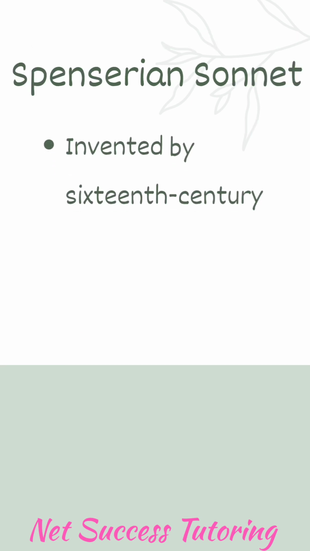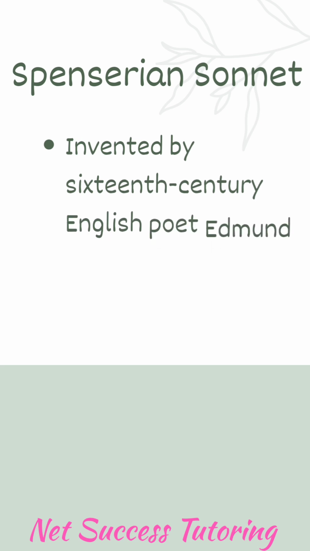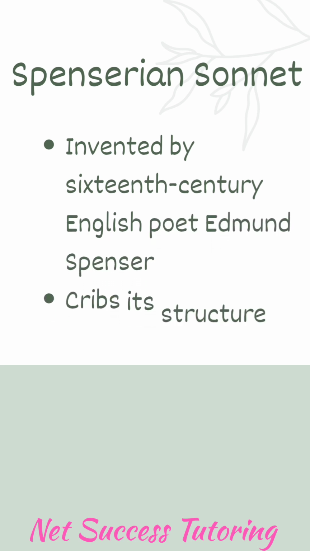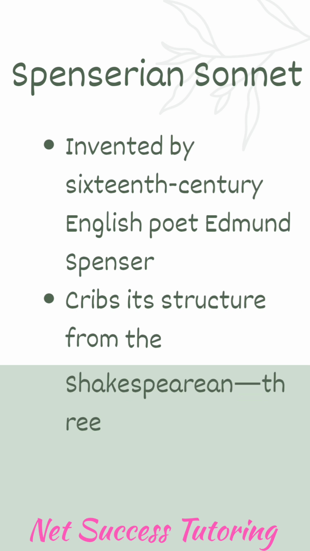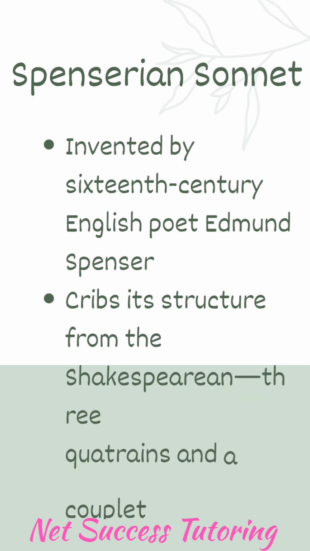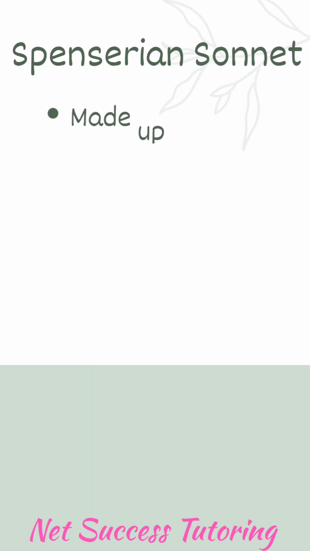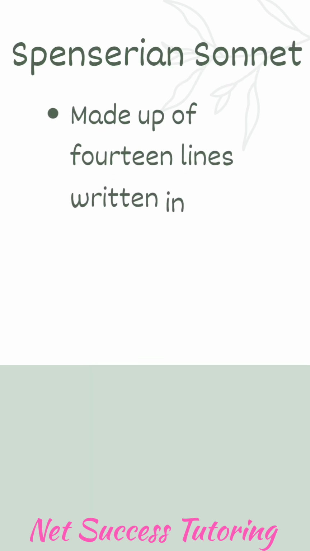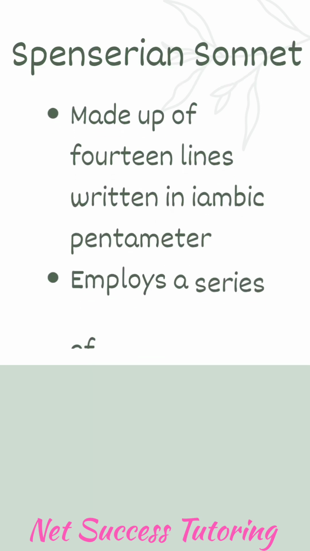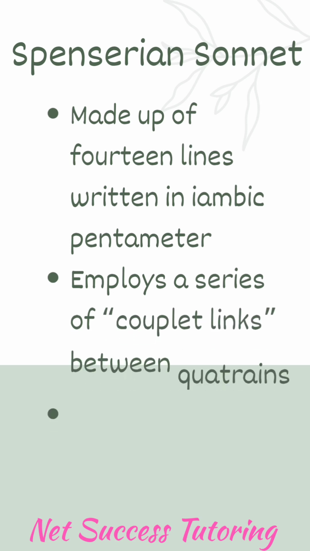Now, what is the Spenserian sonnet? It was invented by the 16th century English poet Edmund Spenser. It cribs its structure from the Shakespearean sonnet, which is three quatrains and a couplet. It is made up of 14 lines written in iambic pentameter, and it employs a series of couplet links between the quatrains.